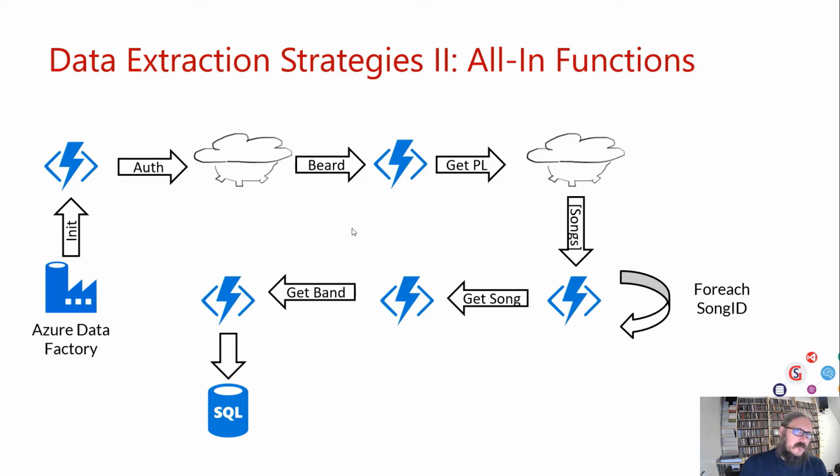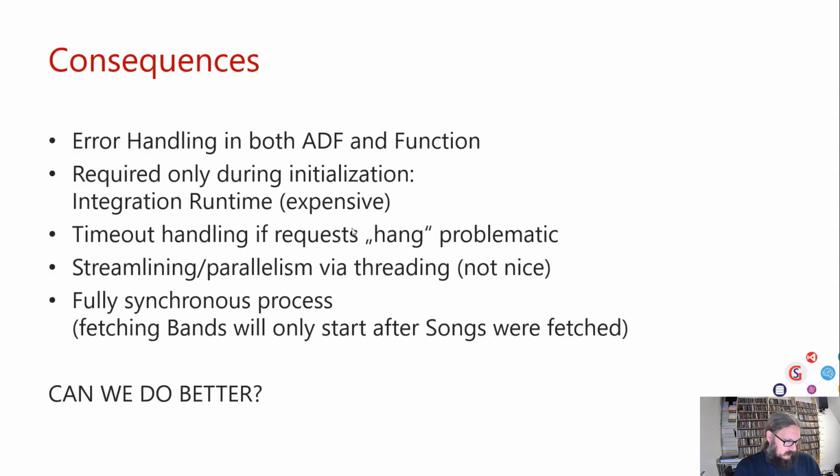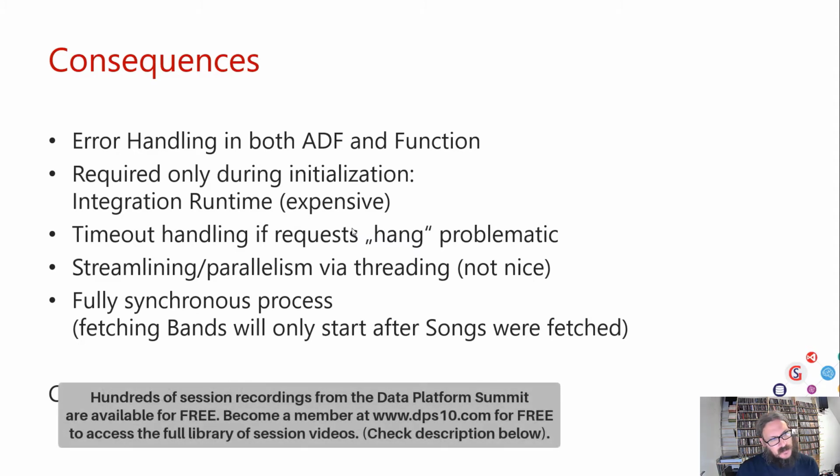However, of course, usually going from one extreme to the other doesn't solve the problems, but just creates different problems. So let's think about for a second what kind of problems this creates. The problems this approach creates is, first off, I'll have to do error handling both in ADF and in the Azure function, which is something that I can't get rid of if I use an Azure function. Then this Azure function will have to have some kind of error handling. It might fail in itself, and I might have to check why it failed.